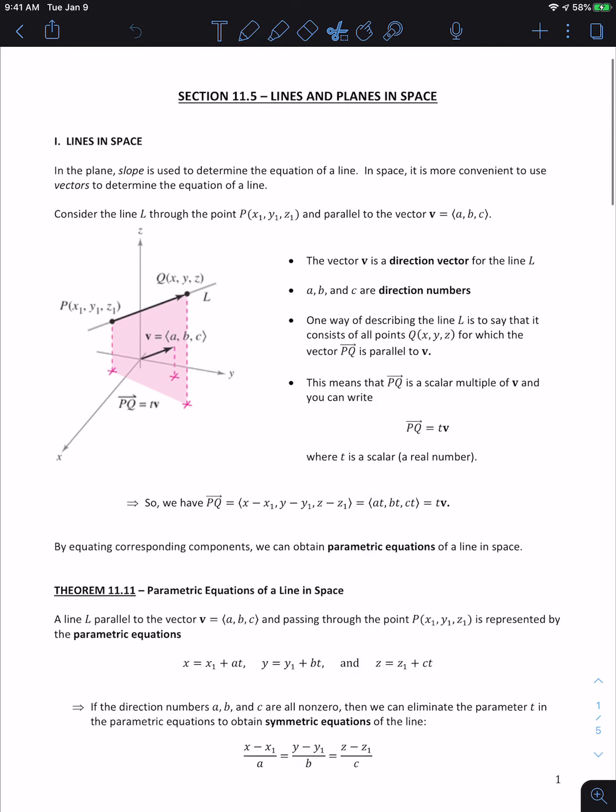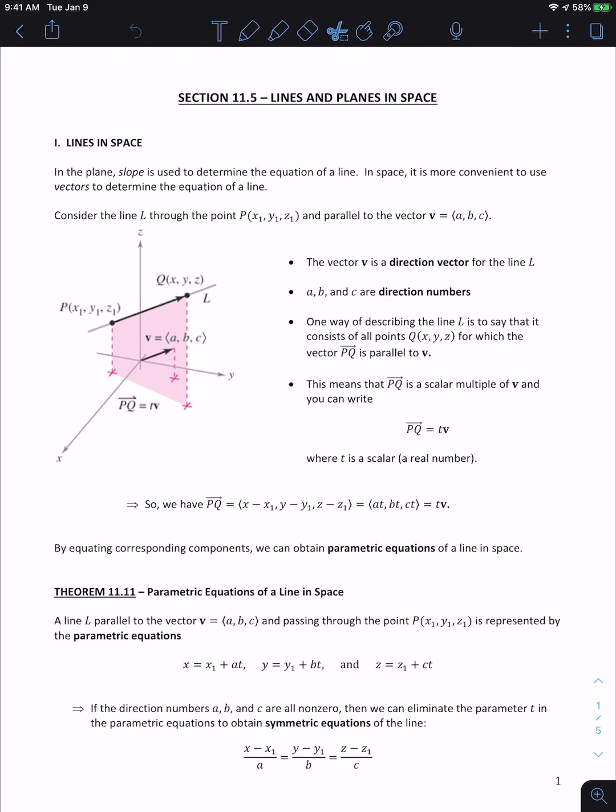Hi everyone, in this video we're going to be looking at section 11.5, which is lines and planes in space. Lines in space is subsection 1. In the plane, slope is used to determine the equation of a line. In space, it's more convenient to use vectors to determine the equation of a line.